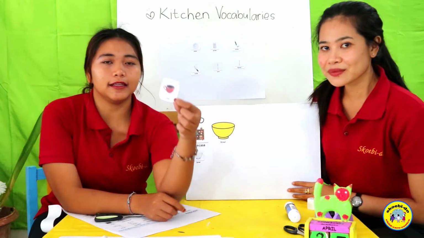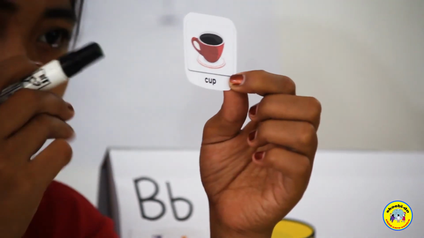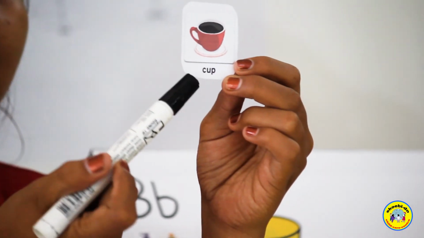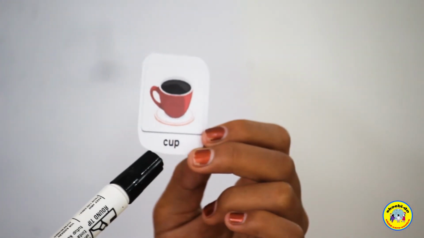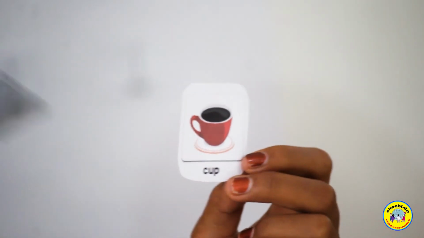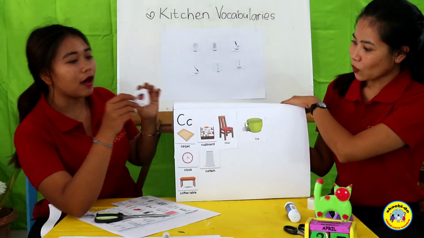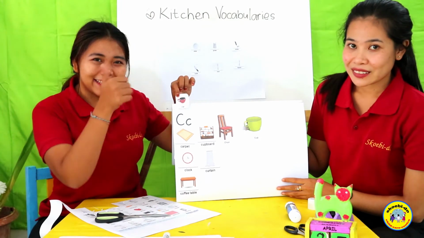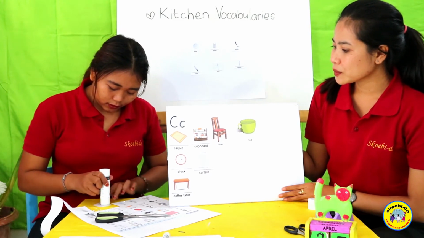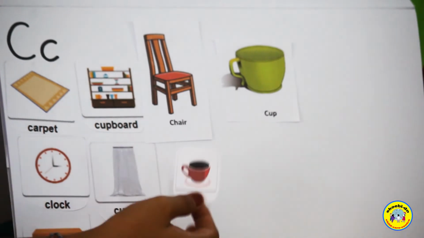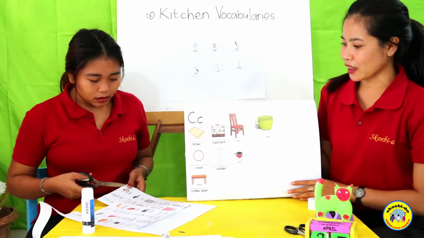Now take a look here, kids. Now can you please find the first letter here? What letter is the first? Yes, it starts with letter C. Okay, now we found letter C on our vocabulary book. Wow, is that the same, kids? C and C. Yes, so we need to stick it on the page. Okay, maybe I put it here. Yeah, that's good.